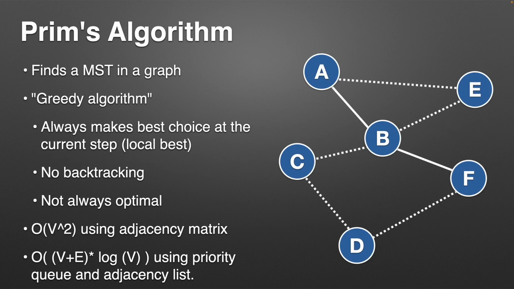So the first approach that we'll take is an algorithm called Prim's algorithm. And this is an approach that takes a weighted graph and will produce a minimum spanning tree from that graph. So this is kind of considered a greedy algorithm. Have we heard that term before, greedy algorithms?